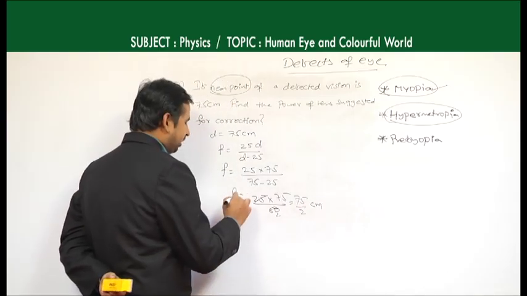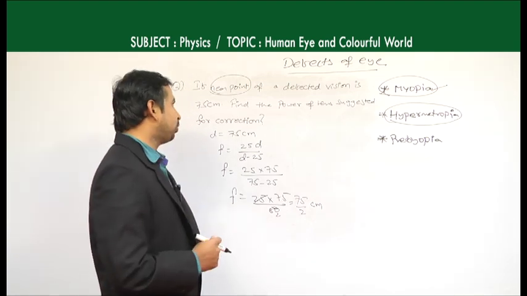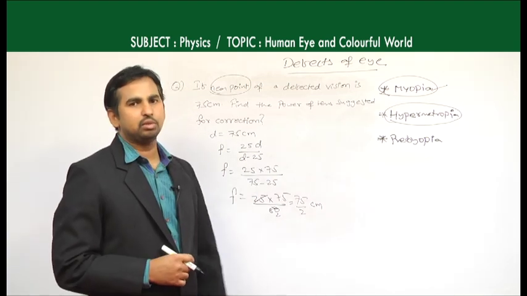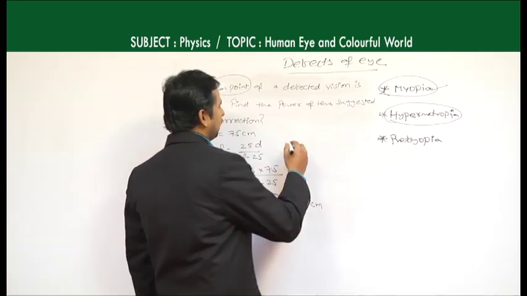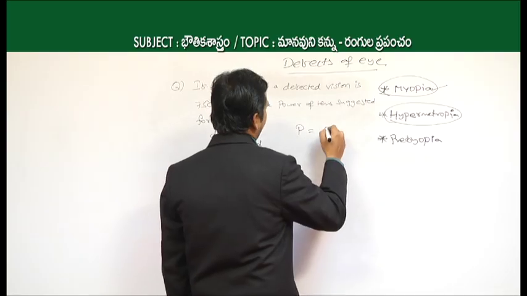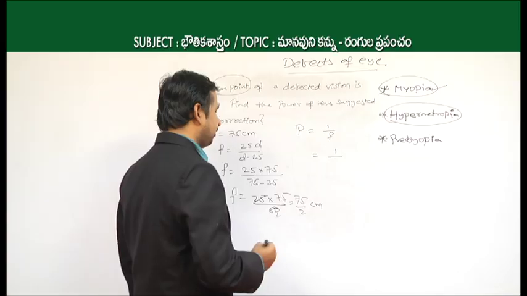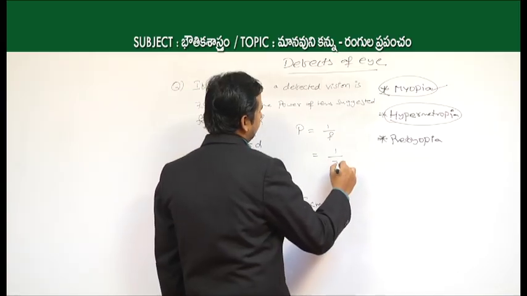This is of centimeters we are taking. Whereas when we come to the case of power here, we have to find the power. Power is nothing but the reciprocal of focal length. So as power suggested here, P is equal to 1 by f. Then 1 by f, it is 75 by 2, we have the focal length.